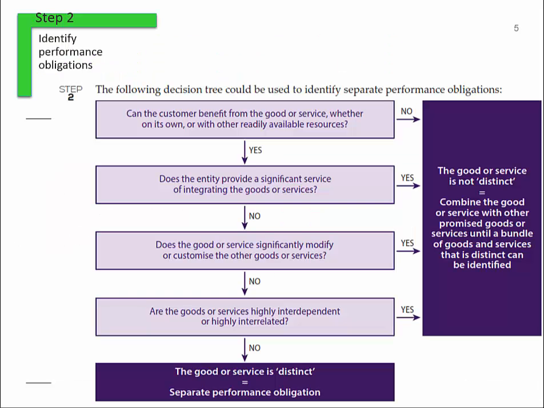The flowchart looks like this, and your notes in the CSG go through it in detail. So we need to ask a number of questions when we're looking at whether a performance obligation is distinct. So we need to consider whether the customer can benefit from the good or service on its own, what level of integrating different goods or services we offer under the contract, what modification of other goods or services occur under the contract, and whether the goods or services are actually highly interrelated or independent.